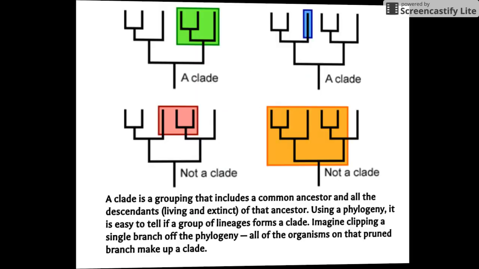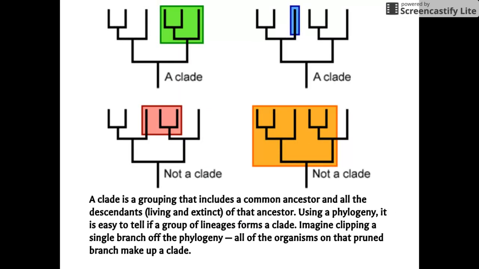So let's practice. The best way to figure out if it's a clade or not is if you could pretend that this is an actual tree, and if you can cut a branch and the whole thing falls off in one big group, that's a clade. So this is a clade. This whole thing pops off. This is a clade.